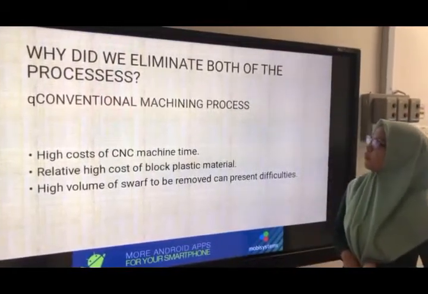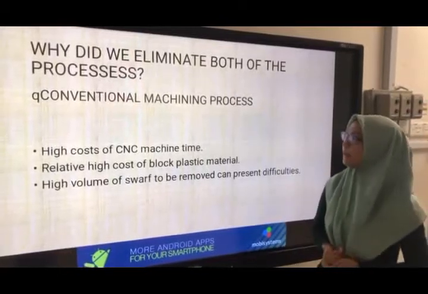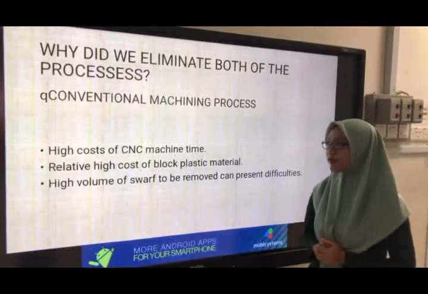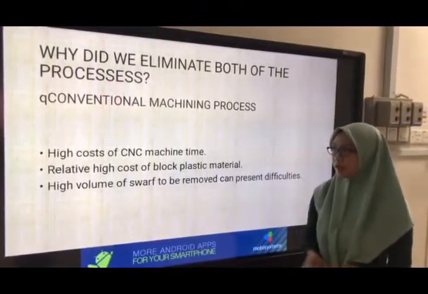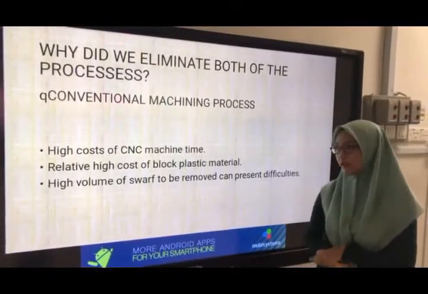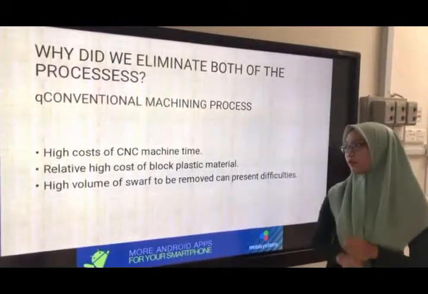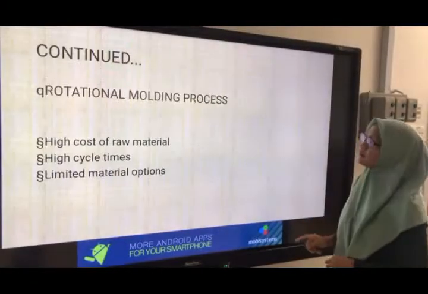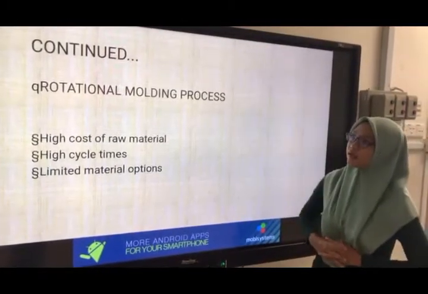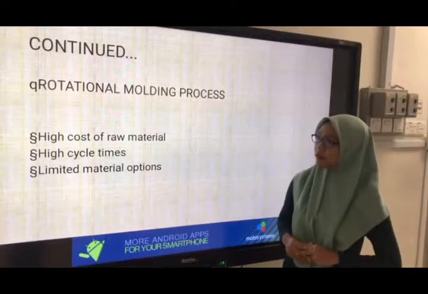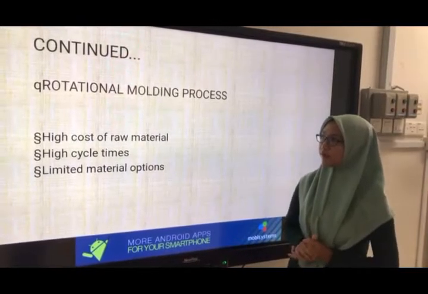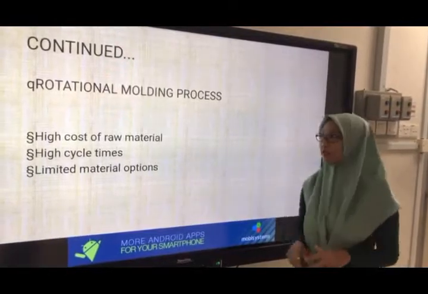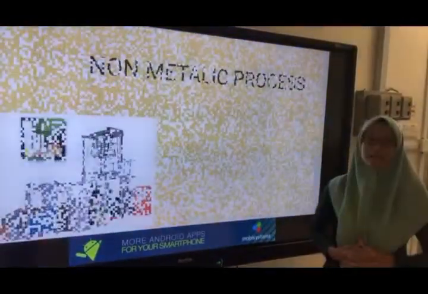Why did we eliminate both of the processes? The conventional machining process, because of the high cost of CNC machine time, the relatively high cost of plastic material, and the high volume of material to be removed, which presents difficulties. And lastly, the rotational molding process, because of the high cost of raw material, high cycle times, and limited material options. Okay, that's all. Thank you.